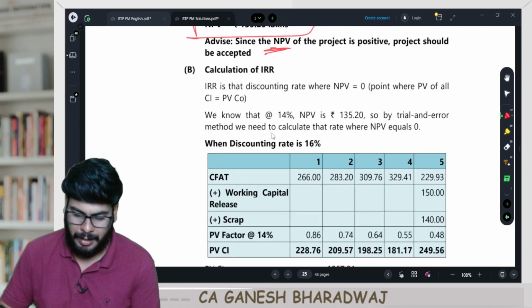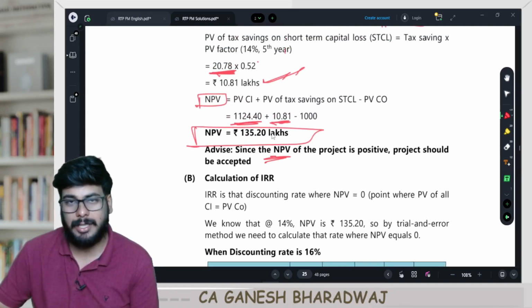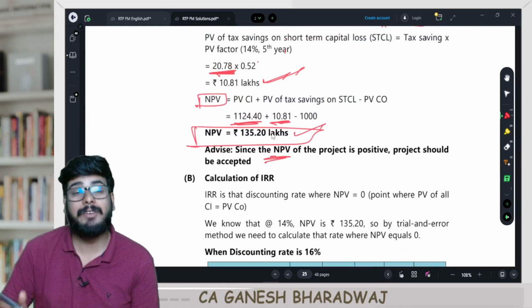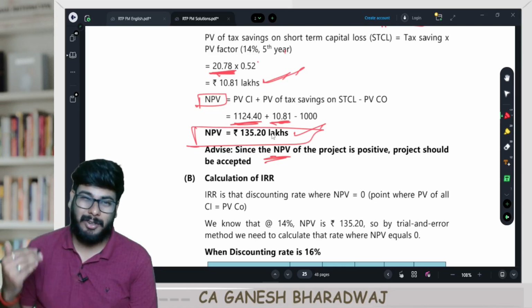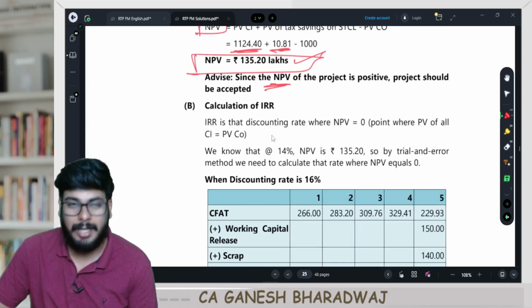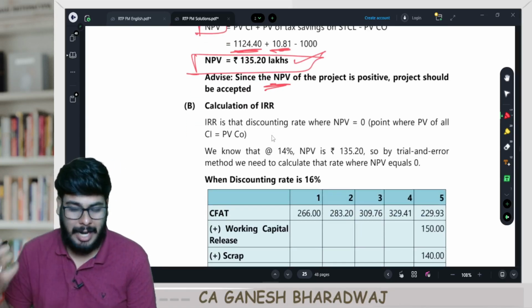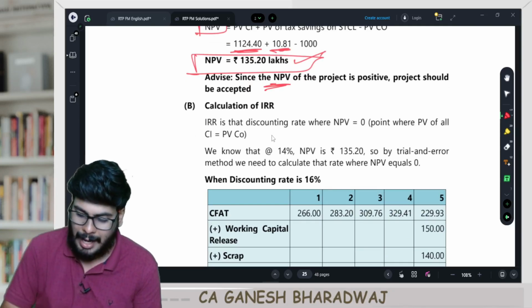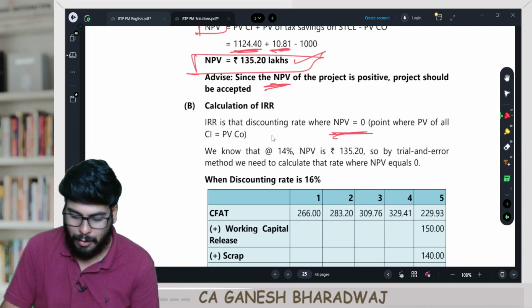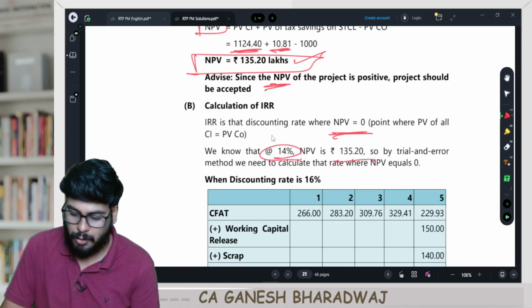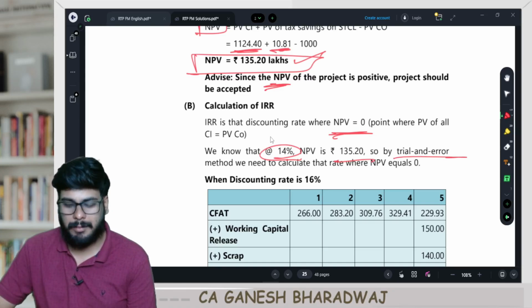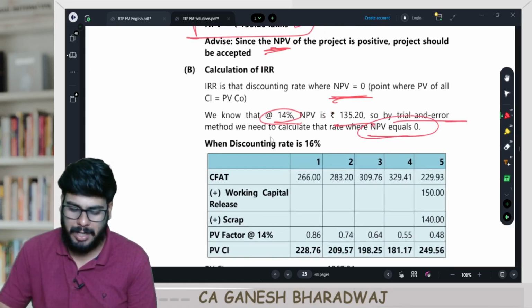Fine. So now you know that at 14% discount rate, what happens? It's giving you a positive NPV. So which means you need to try increasing the rate. Only then you can make your NPV equal to 0. Right? So IRR is that discounting rate where NPV is equal to 0. You all know that, right? And at 14%, the NPV is going to be positive. So you need to use some trial and error method to make your NPV equal to 0.